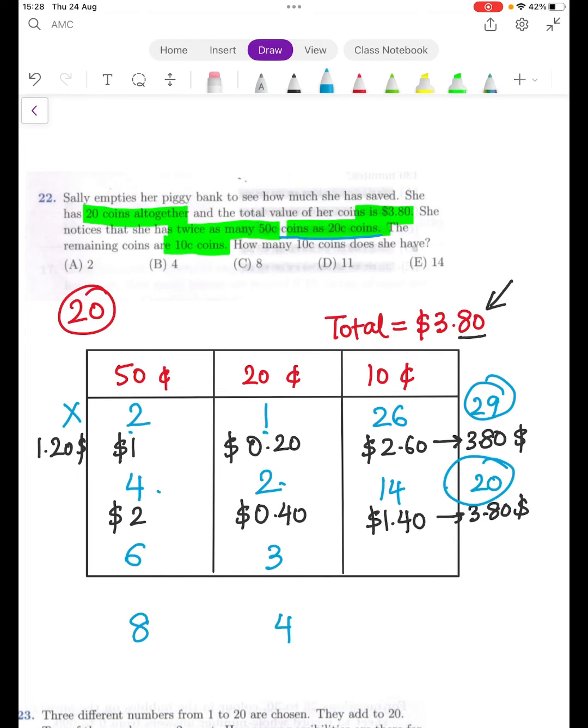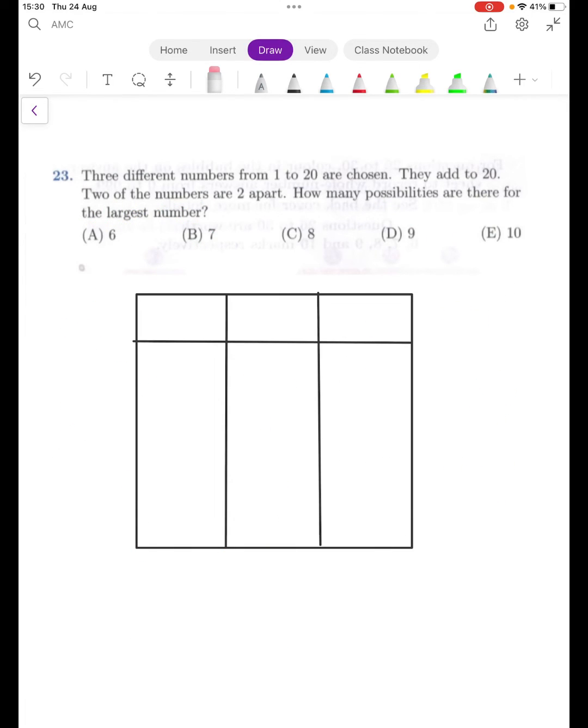But here we don't have to go any further because we found our answer, because this amounts to 20 coins, which adds up to $3.80, and it applies all the conditions given in the question. So our question was, how many 10-cent coins does she have? So she has 14 coins. Our answer is E.